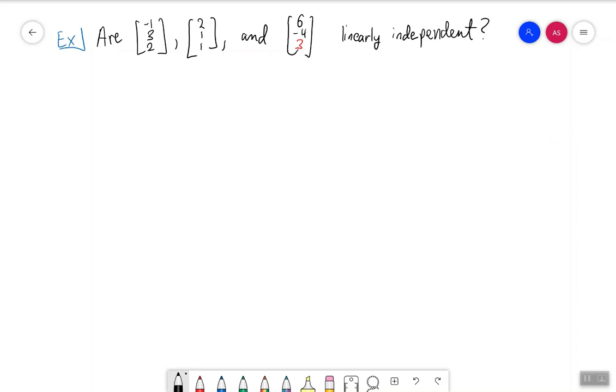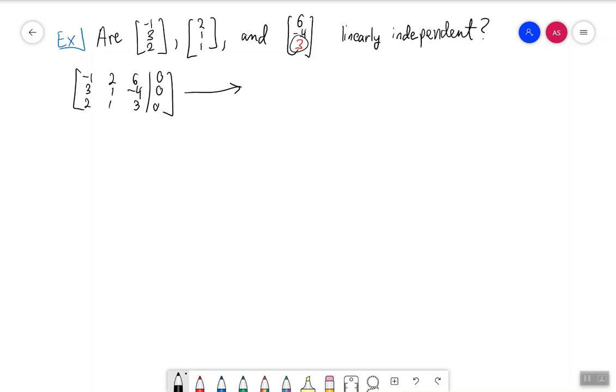So another example, and this is almost the same as the other example that we just did, the only difference being this 3 over here. Before, we had a -2 there, and now I have a 3. And I'm going to ask, is this linearly independent? We can do the same procedure as in the last problem. We put these three vectors into the columns of an augmented matrix, so -1, 2, 6, 3, 1, -4, 2, 1, 3, and put zeros to the right of the vertical bar.